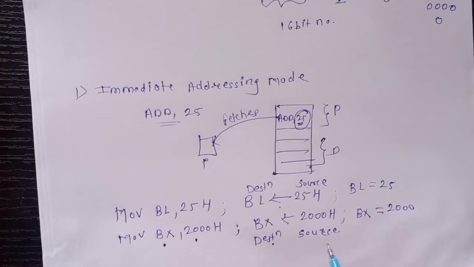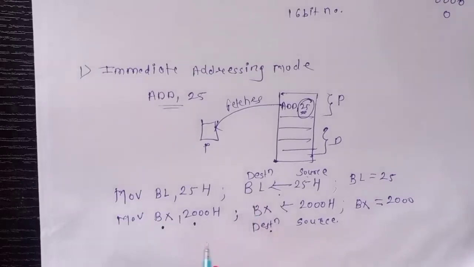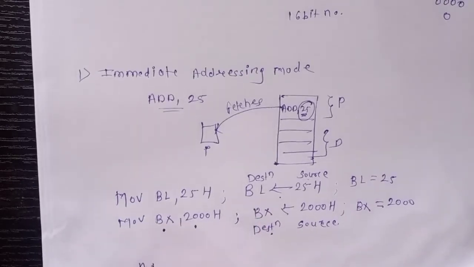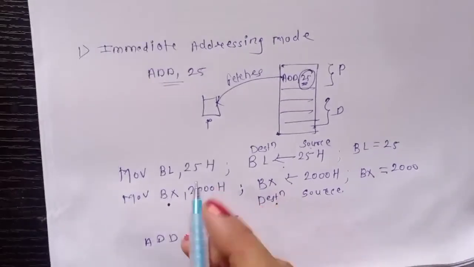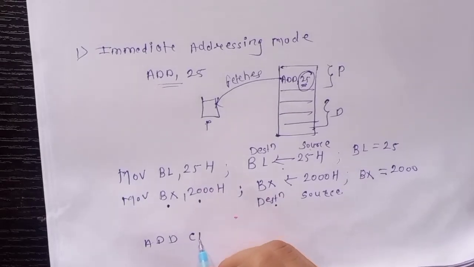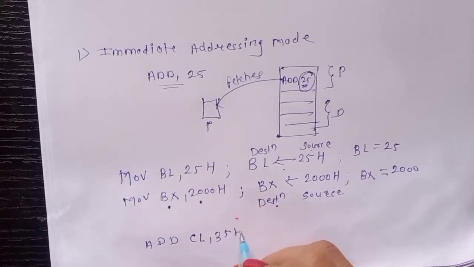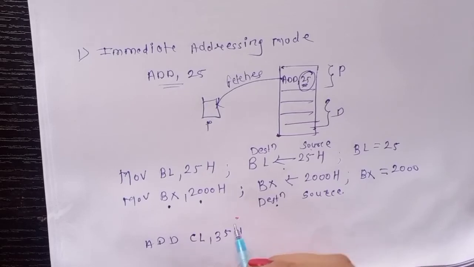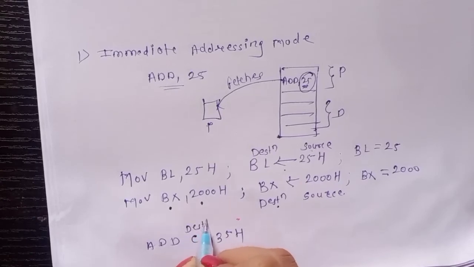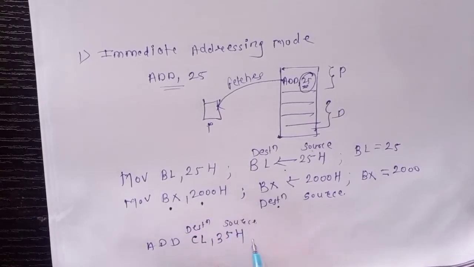This is assembly level language programming. Now another example, let's say ADD CL, 35H. Now what will happen? CL will get the result. Why? Because CL is destination. This 35 is source. Now CL will get the result.